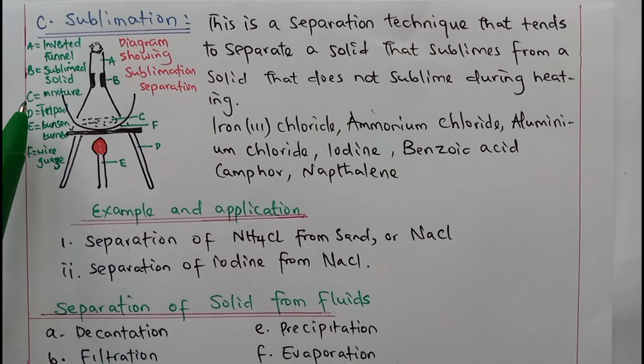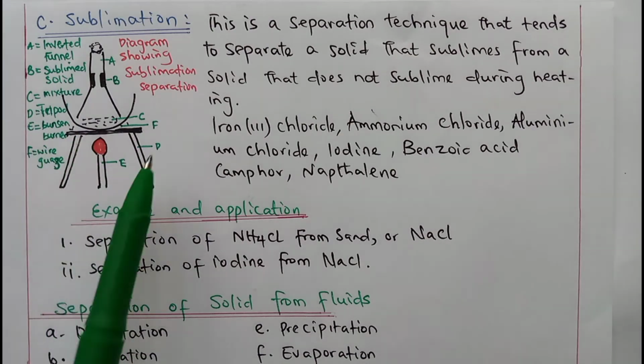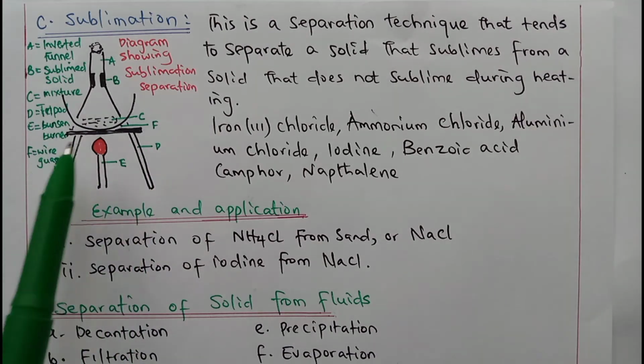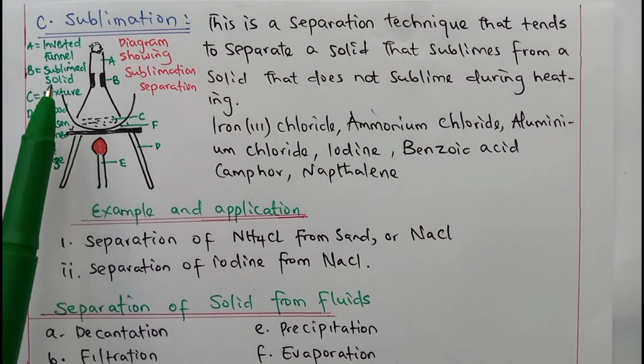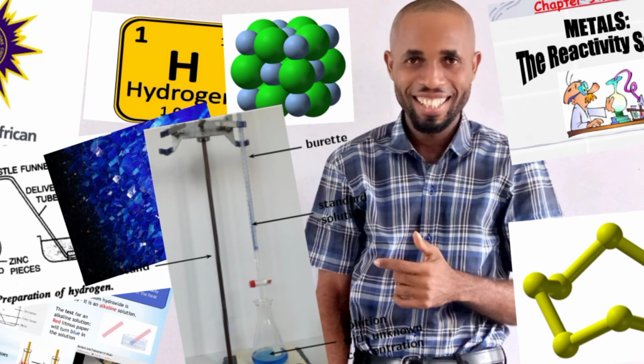And this triple stand is actually supposed to have 3 lines, but I'm using 2 to represent it. And this represents a Bunsen burner, and wire gauze to help make sure that this glass is not heated directly. Okay, so we will be going towards the separation of solids from fluids.